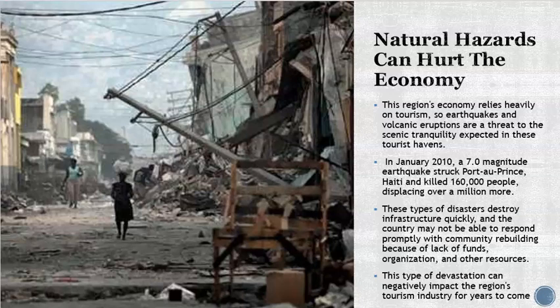The economies of the Caribbean have been really hurt in the past by natural hazards. This is a picture of Haiti in 2010 after a 7.0 earthquake attacked and killed over 160,000 people. So there are earthquakes in this area.